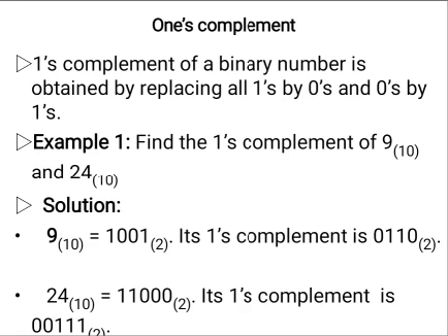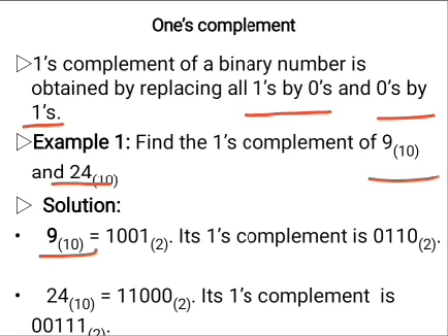First, ones complement. The ones complement of a binary number is obtained by replacing all ones by zeros and zeros by ones. Example, find the ones complement of 9 and 24, that is in base 10, that means in decimal number system.